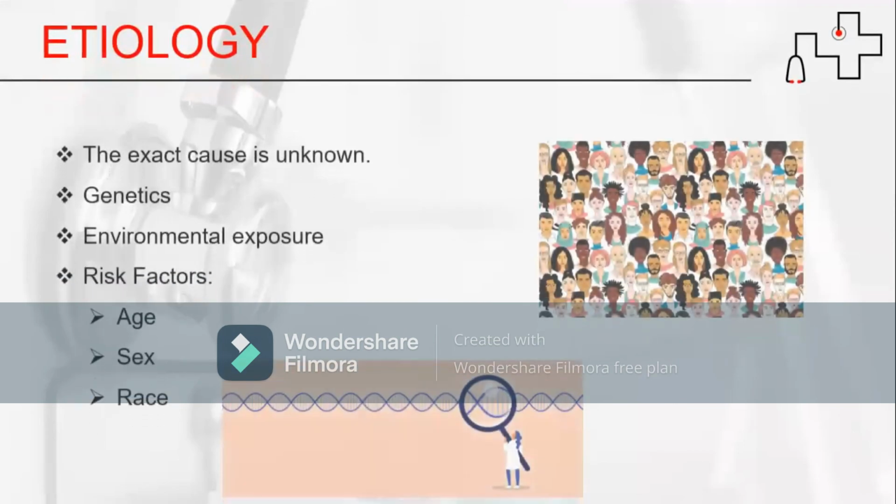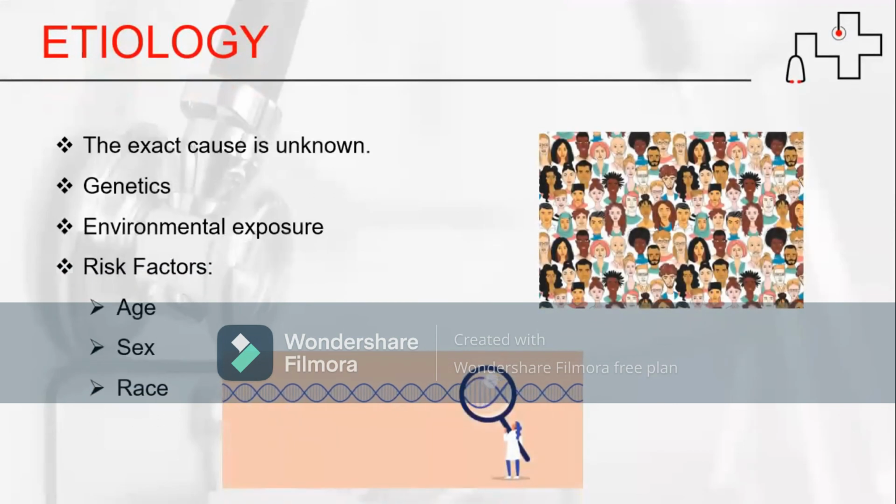Etiology: the etiology or exact cause of polymyalgia rheumatica is unknown, but it can be genetics or environmental exposure. Age, sex, and race are risk factors of polymyalgia rheumatica.